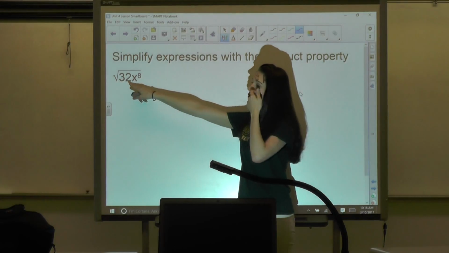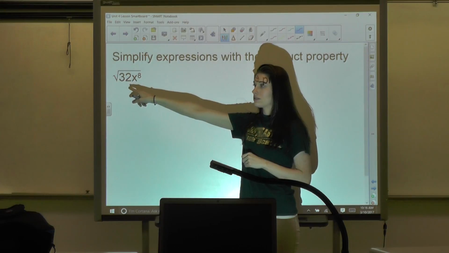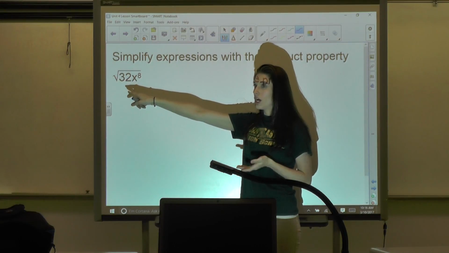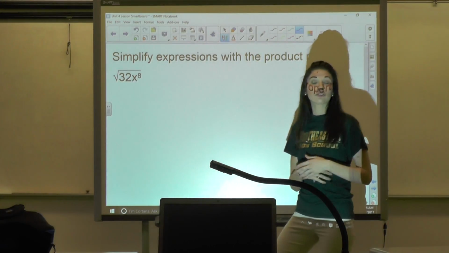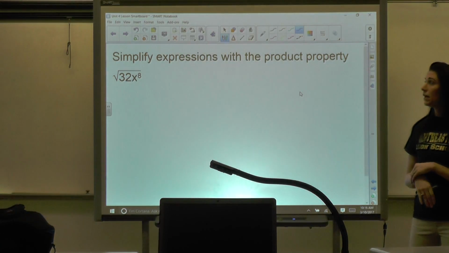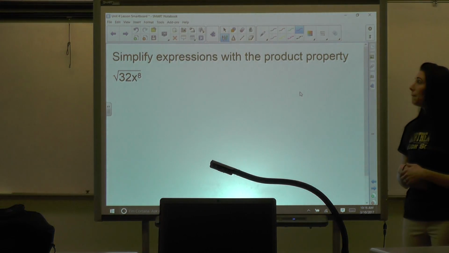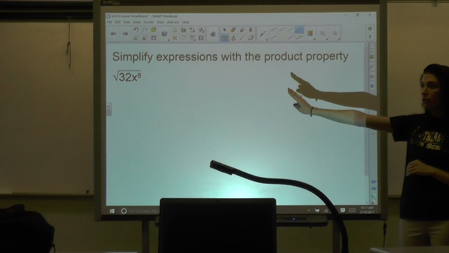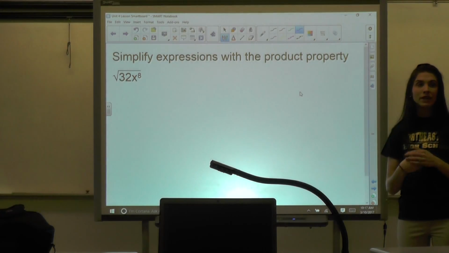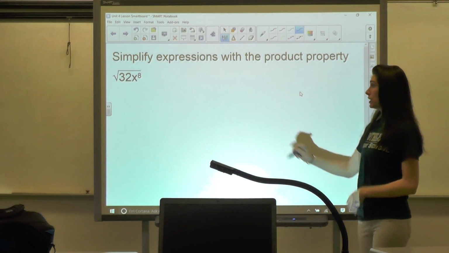So, do you know what the square root of 32 is? No, there's not a perfect square for that. 36 would be 6, and 25 would be 5. But 32 does not have a perfect square root. So we've got to break down that radical using the factor tree.